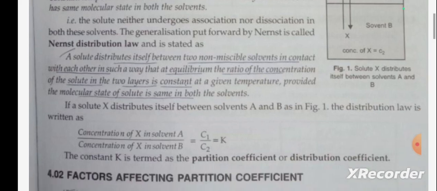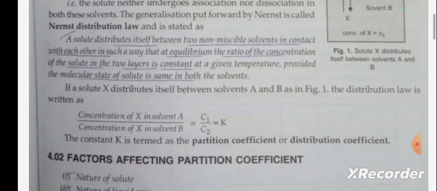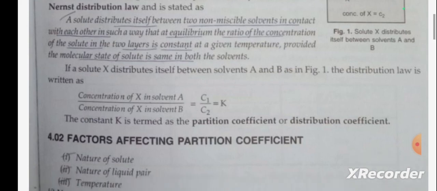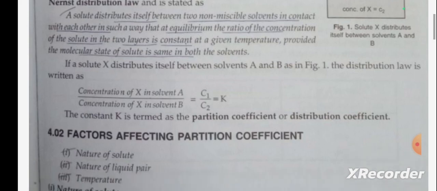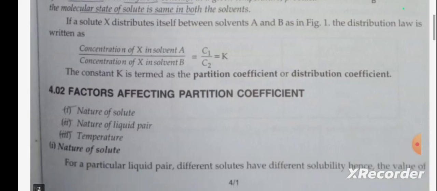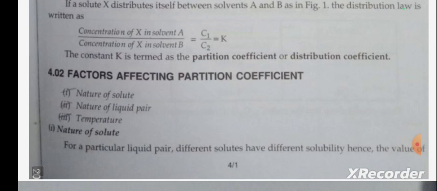A solute distributes itself between two immiscible solvents in contact with each other in such a way that at equilibrium the ratio of concentration of the solute in two layers is constant at a given temperature, provided the molecular state of solute is the same in both solvents. If the solute X distributes itself between A and B, the distribution law is written as concentration of X in solvent A by concentration of X in solvent B, C1 by C2 is equal to K. The constant K is termed as partition coefficient or distribution coefficient.